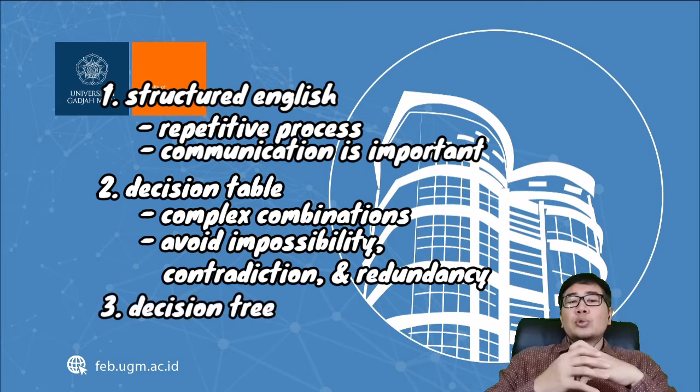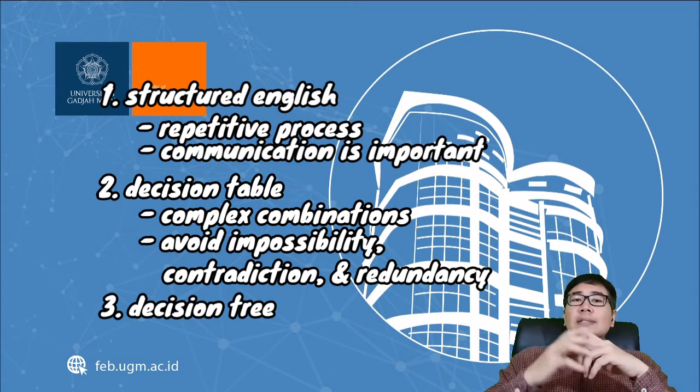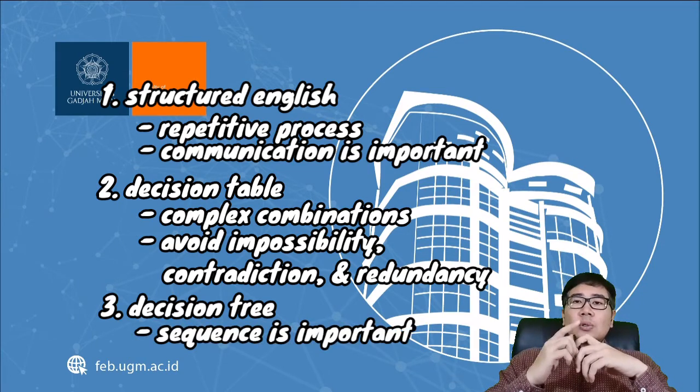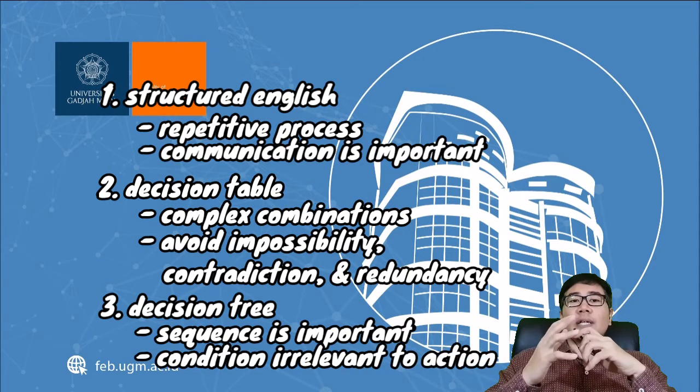And 3, a decision tree, when the sequence of conditions and actions is important, or when not all conditions are relevant to all actions. For example, when the branches are different.